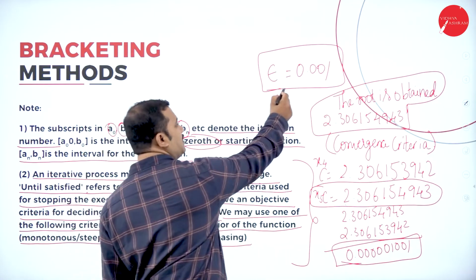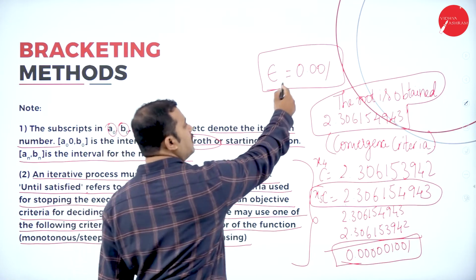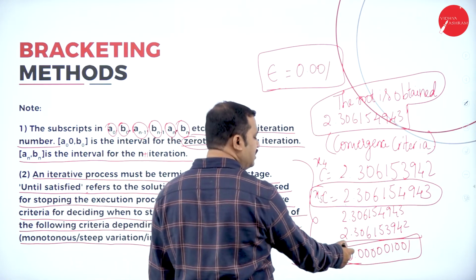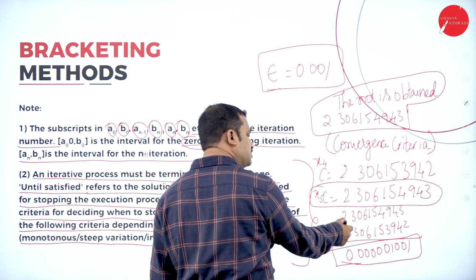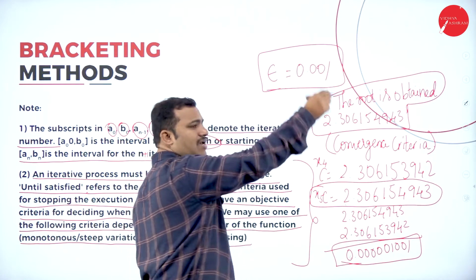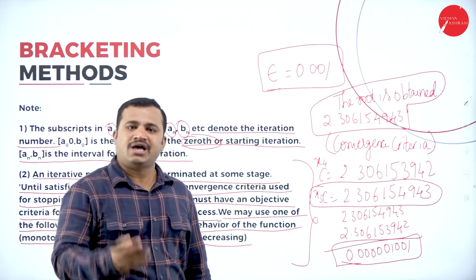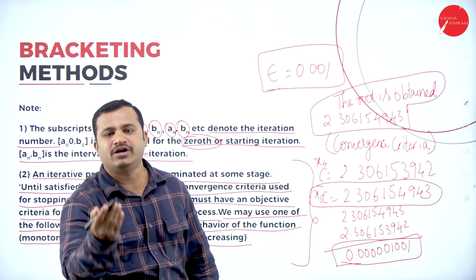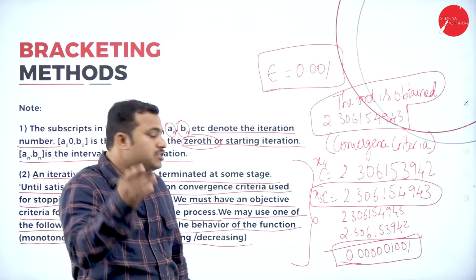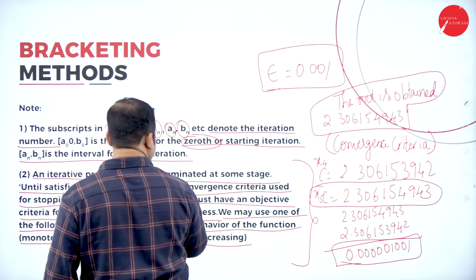Because it is less than this value, the relative error. If the value of this is more than this error, how do I get this value? By subtracting the present iteration from the previous iteration. If it is greater than this, we say that the root is not yet found. So if that is the case, I have to iteratively perform the operations of the bisection method once again, so that this process is repeated.